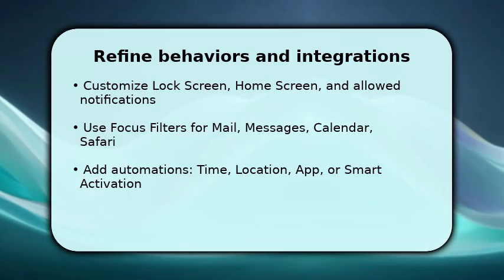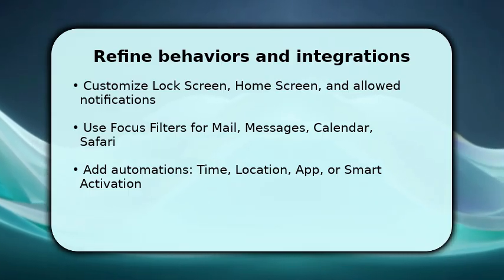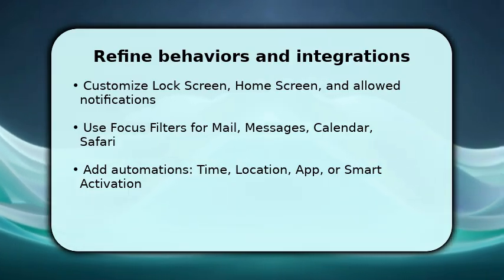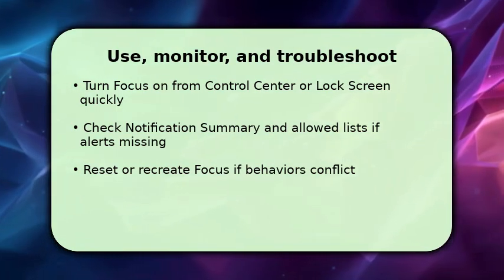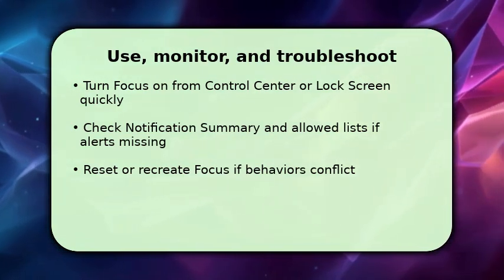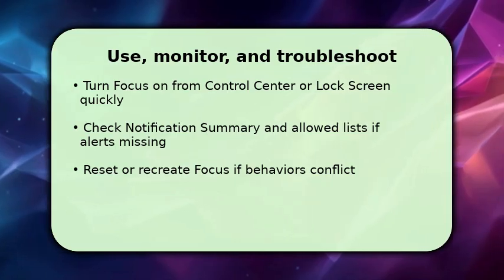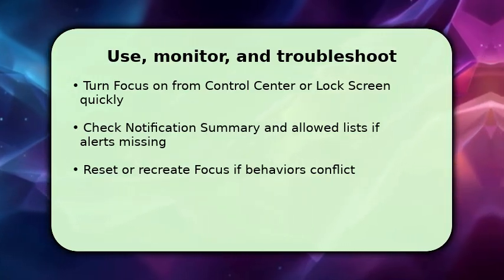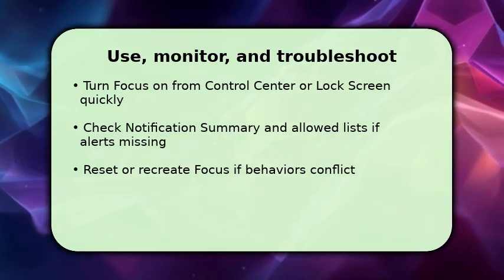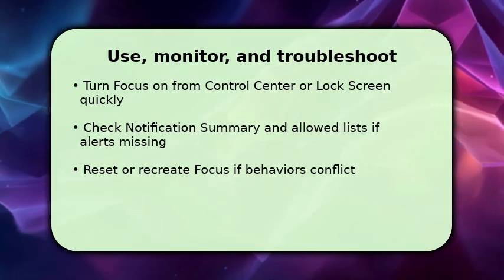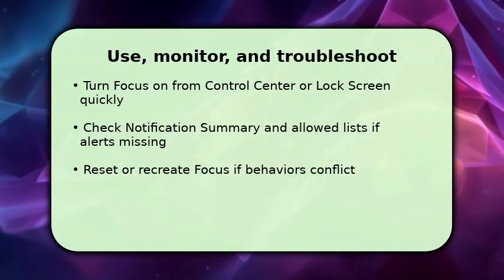Once configured, test each integration to confirm notifications and apps follow your intended rules. To finish, practice using focus from Control Center or the lock screen and monitor whether critical alerts still arrive. If something's missing, open Settings, then Focus, review people and app allowances, and check focus filters for mail or messages. Those often block expected items.